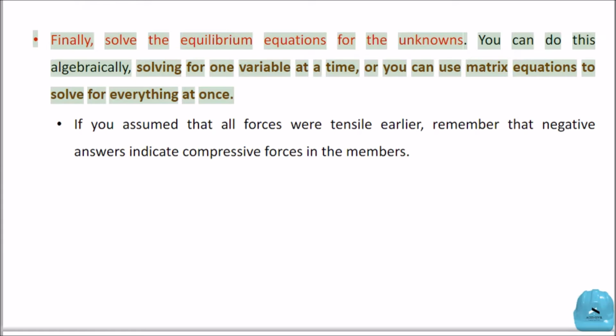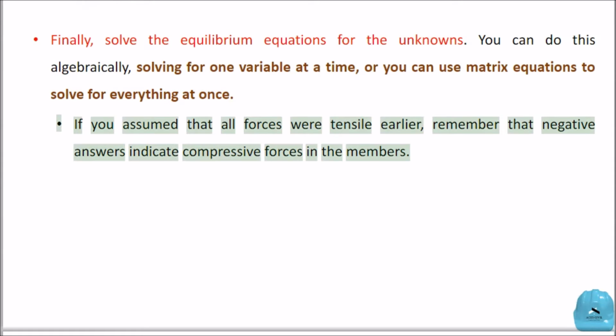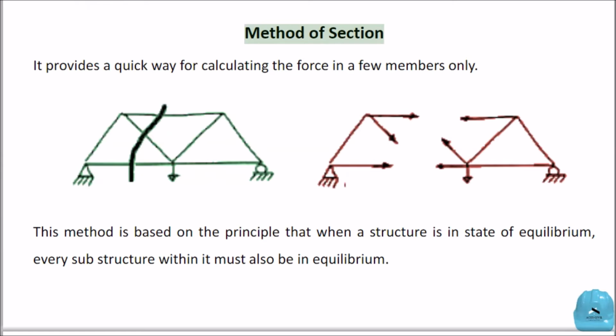Finally, solve the equilibrium equations for the unknowns. You can do this algebraically, solving for one variable at a time, or you can use matrix equations to solve for everything at once. If you assumed that all forces were tensile earlier, remember that negative answers indicate compressive forces in the members. Method of sections.